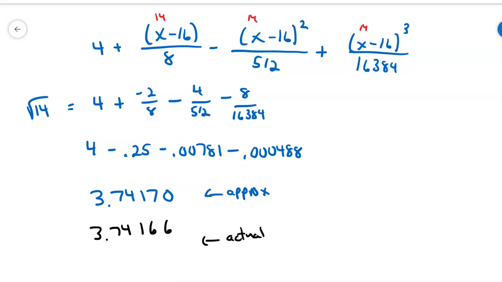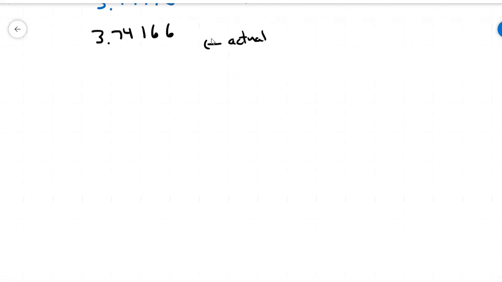Well, to 3 decimal places, I actually got the same answer, right? 3.742. So that's not at all a bad approximation considering I only used 3 terms in my series. Had I used more terms, I would have gotten a better approximation. All right, let's do one more thing. Let's find just one more series example.